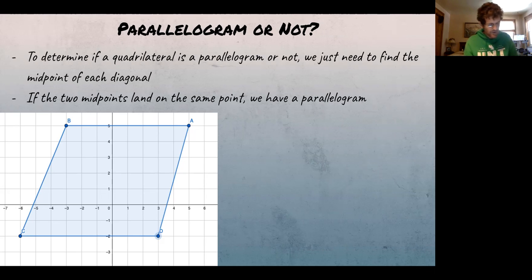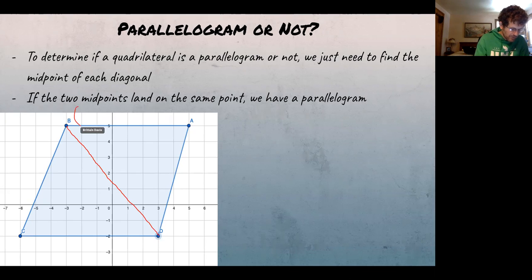So we're going to do 2 examples. And again, if you look at this and you already know that it is or isn't a parallelogram, that's great. We can confirm that here in just a second. So there's one diagonal cutting across. I'm going to go ahead and label these points with their coordinates. So point B is at -3, 5. That's -3, 5. And point D is at 3, -2. We'll worry about the other points in just a second.